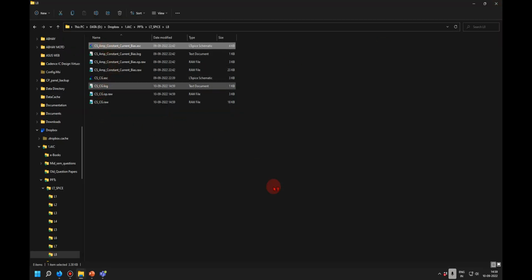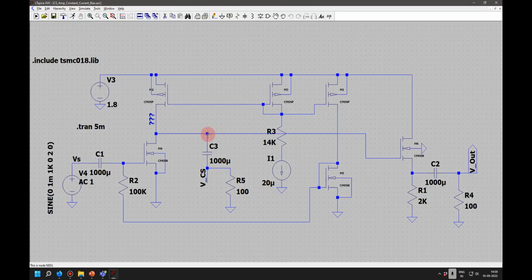I have to put this output voltage to drive another CD amplifier or a source follower, right? So that is what is done out here.